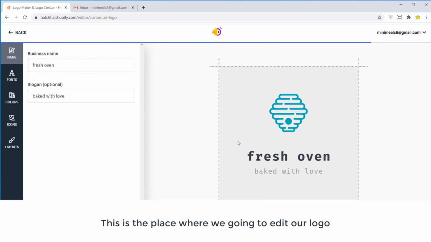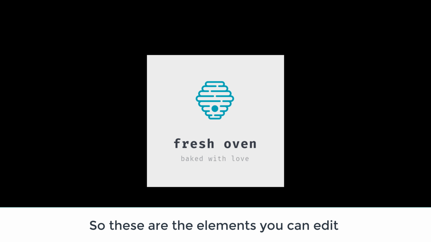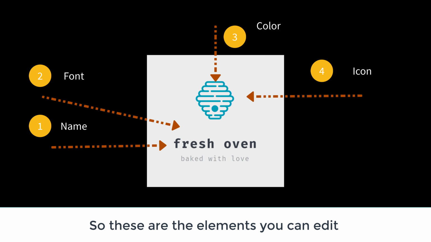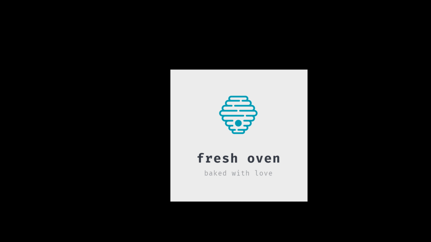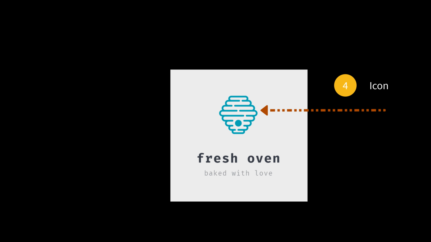So in order to edit your logo, secondly, you need to choose an element to edit. So to choose, let's see what are all the elements that you can edit. So these are the elements you can edit. 1 name, 2 font, 3 color, 4 icon, 5 layout. What if you want to change the icon from this design? So to do that, let's click here. Now just click the drop down and select your category.